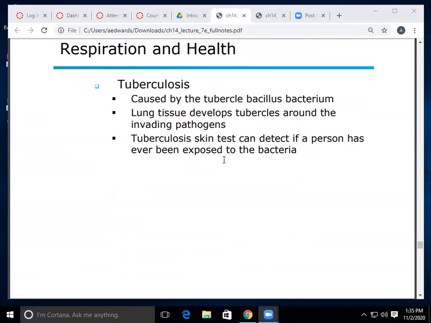Okay, tuberculosis. So tuberculosis is going to be caused by bacteria. It's a tubercle bacillus. Lung tissue is going to start developing tubercles, or little bumps, around the pathogens that are getting in. And we have to do a TB skin test to detect if a person's ever been exposed to it.